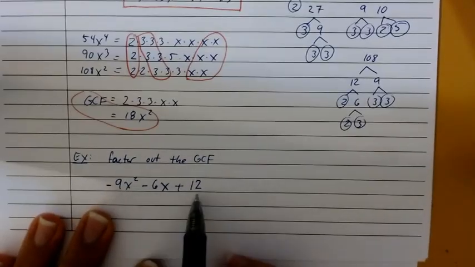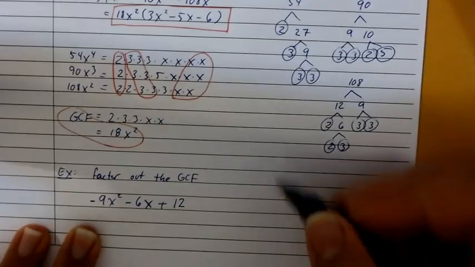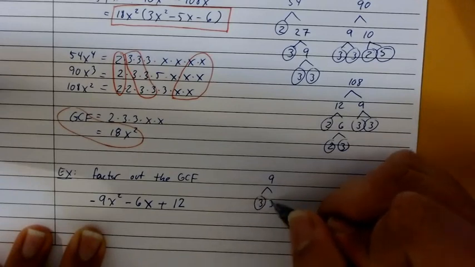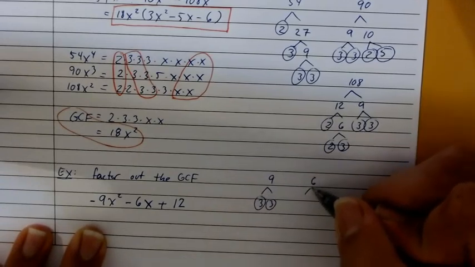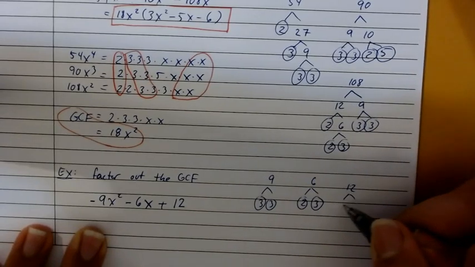Okay. These numbers are simple enough. The greatest common factor, probably come up with it fairly quickly. Yeah. If not, we can always factor. 9 is 3 times 3. 6 is 2 times 3. And 12 is 2 times 3.